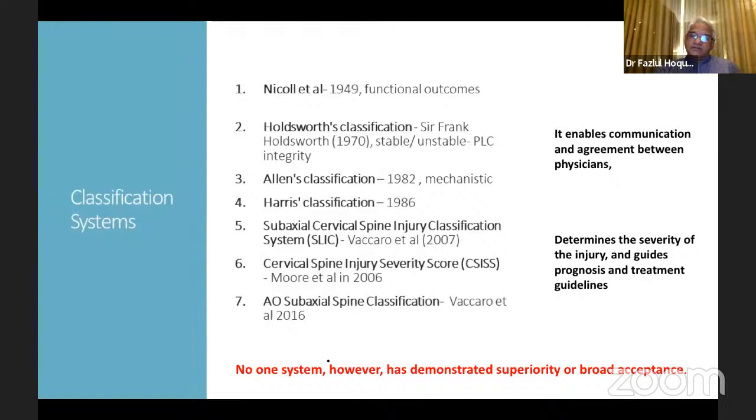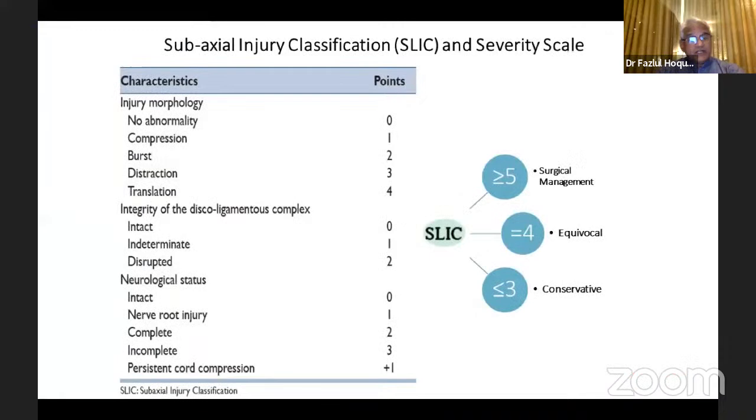The classification is very important because we need a common language for agreement between physicians, and at the same time, it reflects the severity of the injury and guides the prognosis and guideline. There are a lot of different classifications from 1949 till now, but the most commonly used are Allen Ferguson's, the Subaxial Cervical Spine Injury Classification, the SLIC, and the AO Spine subaxial classification. However, no one has demonstrated superiority or broad acceptance. The SLIC is used very commonly with this score. As the previous speaker mentioned, more than 5 is surgery and 3 or less is conservative, but the confusion is still in the 4.